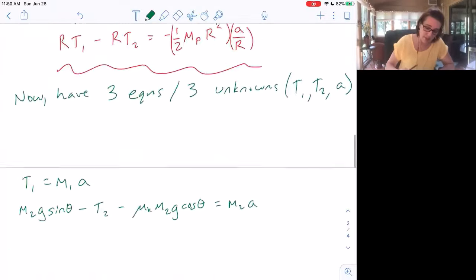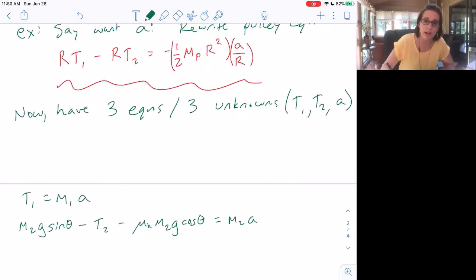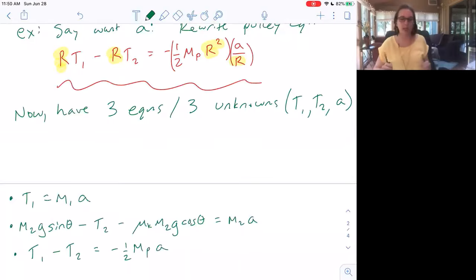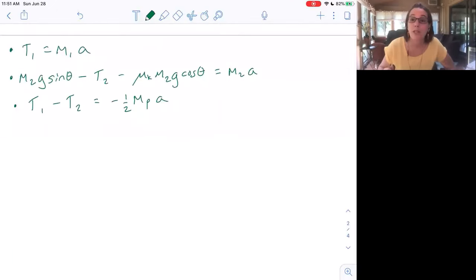And then lastly, I have this equation here, and I'm actually going to simplify this a little bit. You can see on this equation that I have r squared over r, so that turns into just 1r on that side. And I have an r on this side. So my r actually goes away from this equation, which is great. And so then I can write this as T1 minus T2 equals negative 1/2 m sub p times a. So that's actually my pulley equation, just by canceling out all those r's once I substitute in for a. So those are my three equations and my three unknowns.